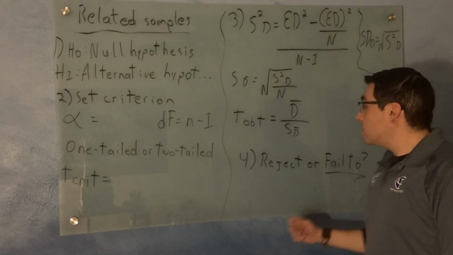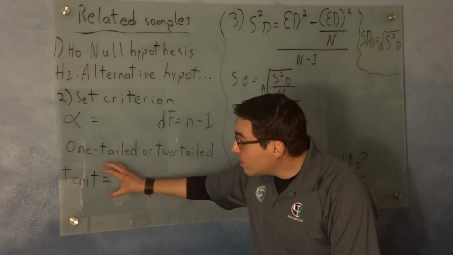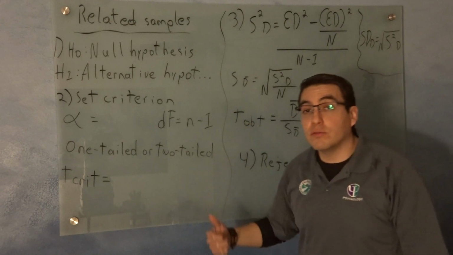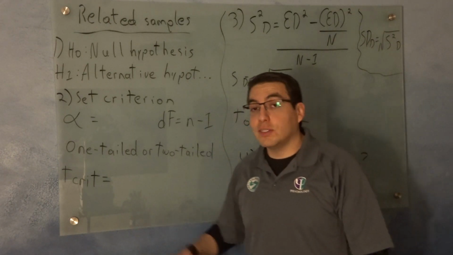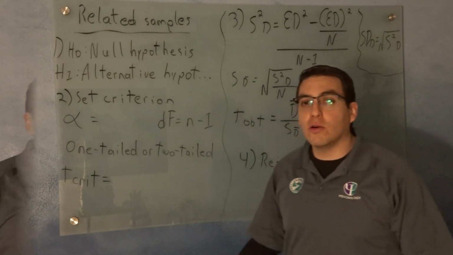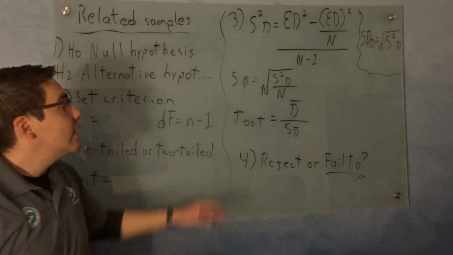So, based on this outcome, do you reject or fail to reject? If the number here is positive, then you want a number that is more positive in your obtained value. If your number here is negative, then you want a number that is more negative. We've done it before, you know how it goes. That is how you compute a related samples t-test.